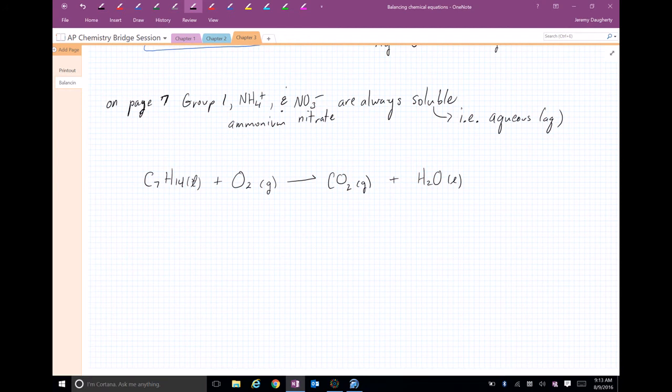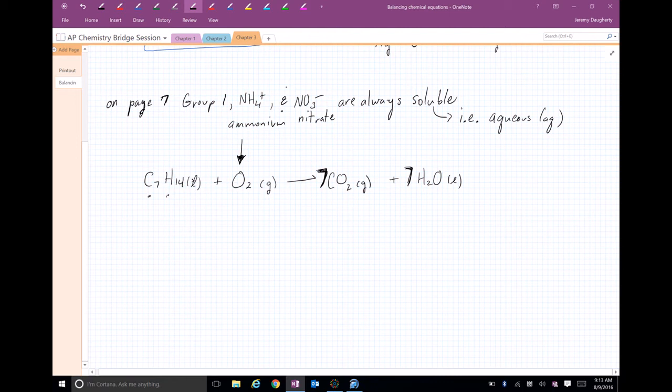Alright, let's try this one. So on this one, I would strongly urge you to save this oxygen until the very end, just simply because we can make that oxygen equal anything that we want it to, and then play around with the numbers. So I'm going to start with the carbon. I've got 7 carbon, so I'm going to put a 7 in front of there. I've got 14 hydrogen, so I'm going to put another 7 in front of there. So now everything except for that oxygen is balanced, right? I got 7 carbons, 14 hydrogens, 14 hydrogens, so everything else is balanced.